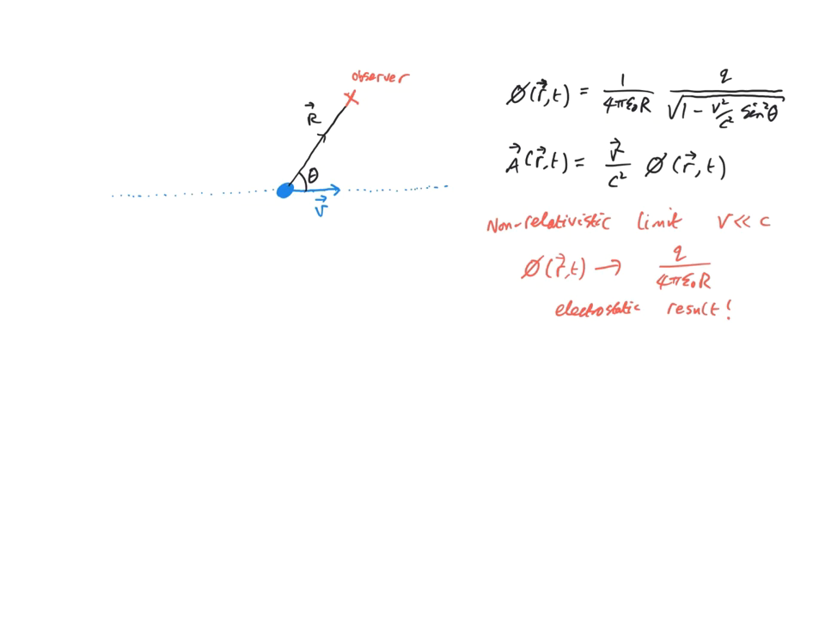Notice also that we actually get some magnetism coming out from the moving point charge, but that becomes very, very small because we have this quantity v over c squared here in the non-relativistic limit. Again, if the particle is moving quickly, then we'll see a magnetic field generated from this vector potential.